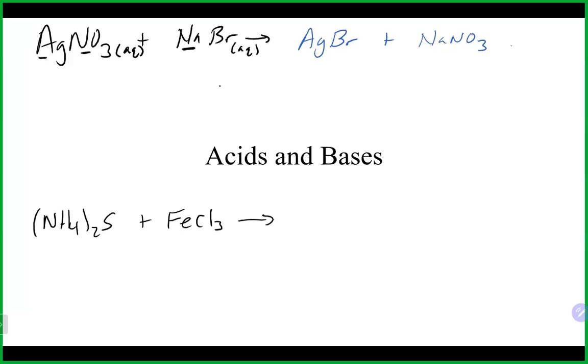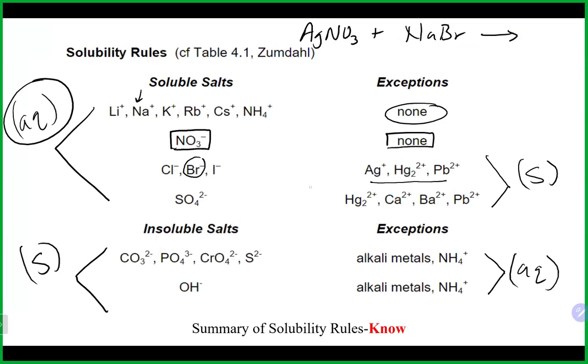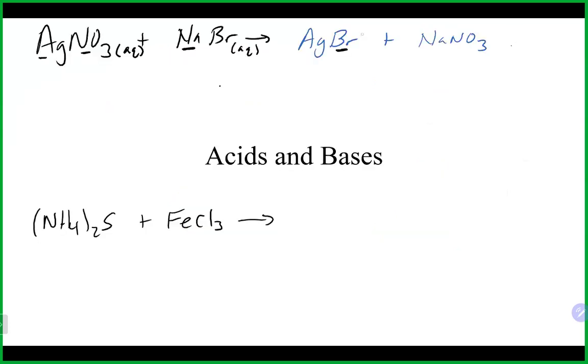aqueous. Coming here, if I look at my bromine, it is soluble in everything except silver, mercury, and lead. And in this particular case, it is actually hooked up with silver, which means it's going to be the opposite and going to be a solid. So this will be our precipitate in this case. This would be our solid that's going to be formed here, which is our silver bromide.